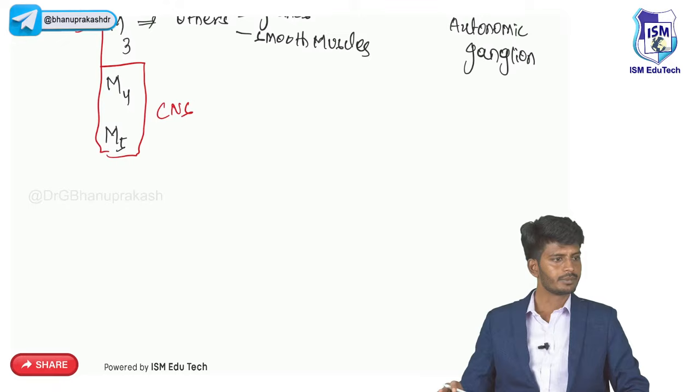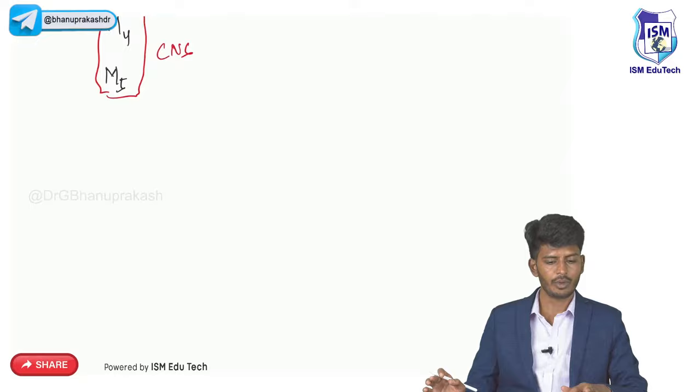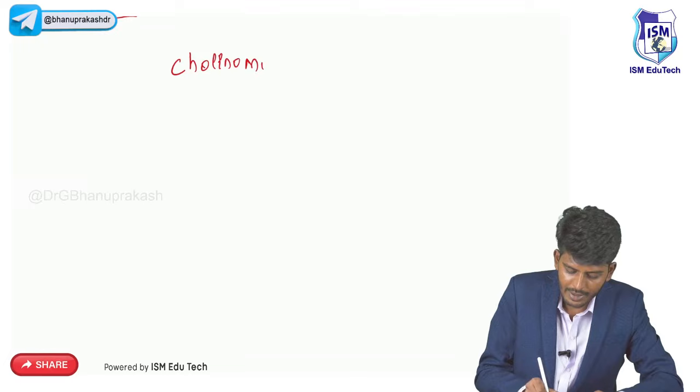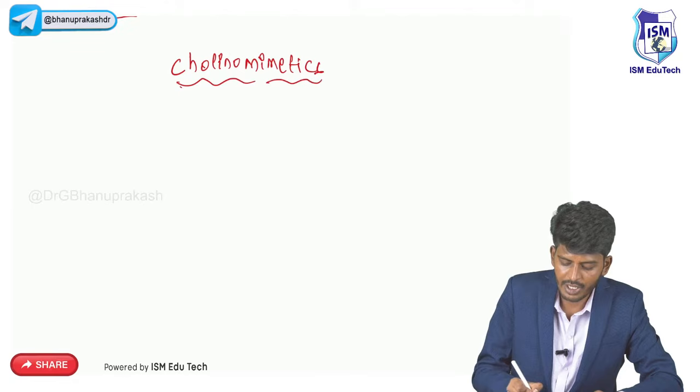Okay, so if at all we are looking at this receptor, let's go to the next aspect. Guys, let's start with the first group of drugs. They are called cholinomimetics. Cholinomimetics are also called cholinergic agonists. Now, what are these cholinergic agonists?